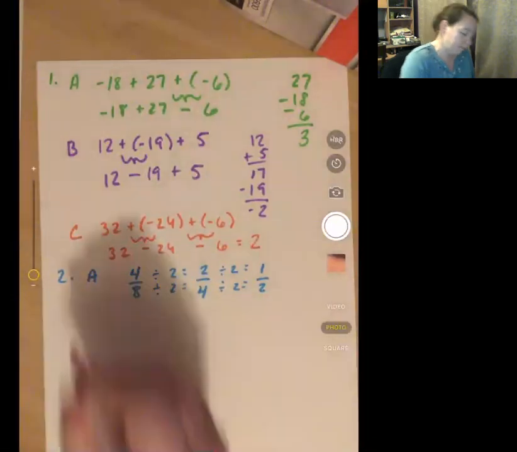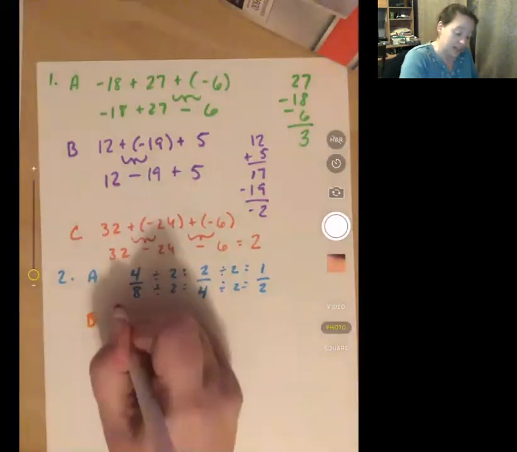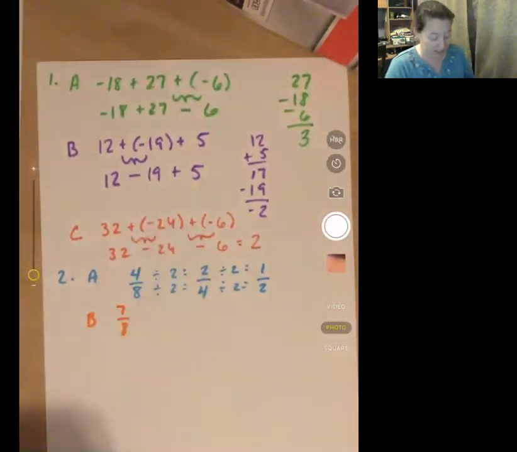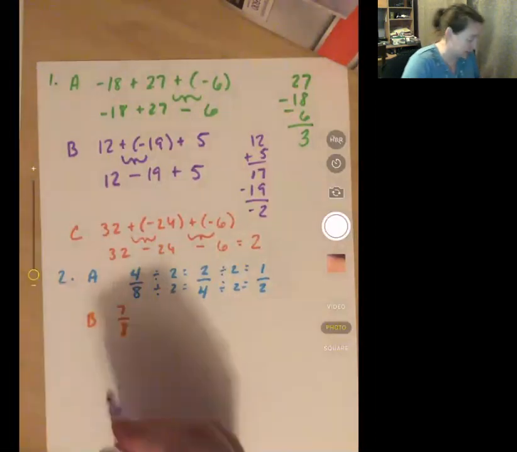Letter B. The probability of not landing on 6 is 7/8. There are a total of 8 spaces. 7 of them are not 6. So yes, 7/8 is how many times it would not land on 6.